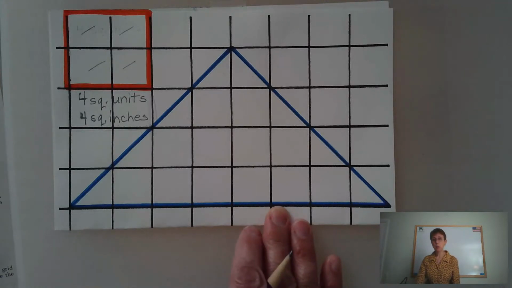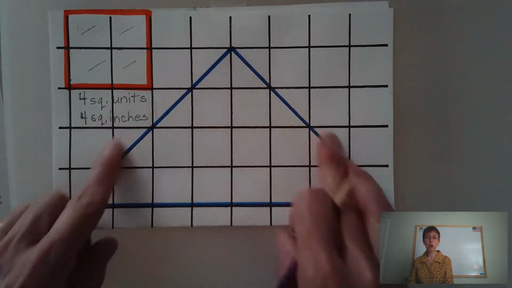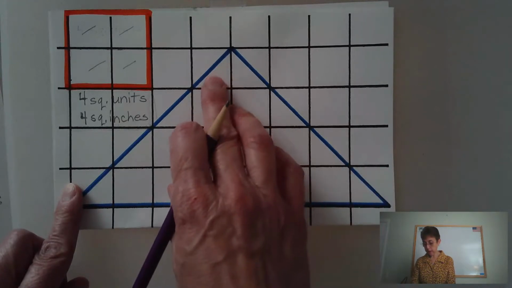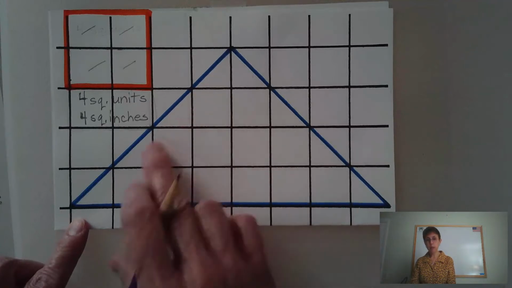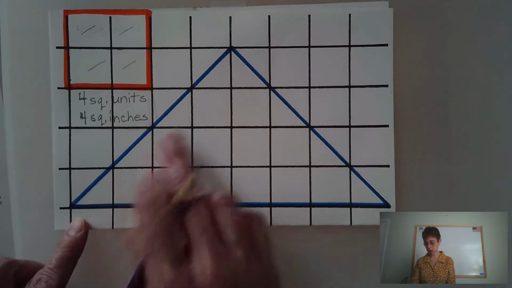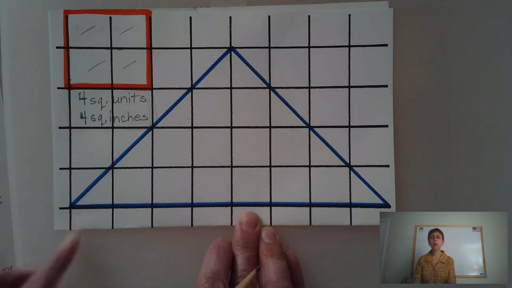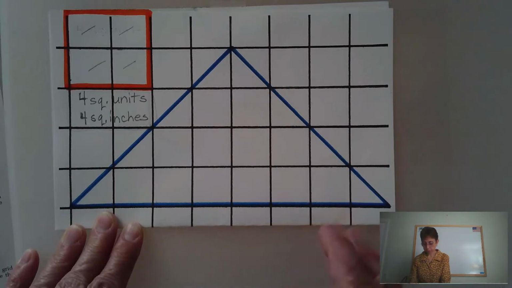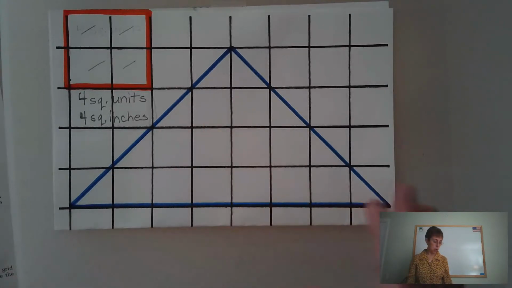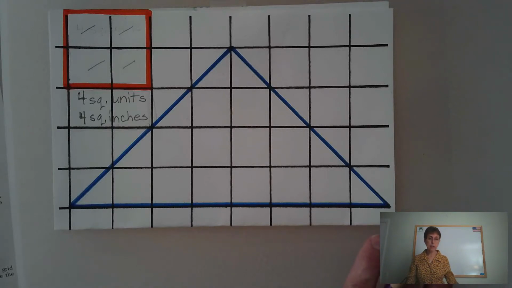Now, what happens when we look at a figure like this triangle here, where when you look inside, yes, you do see some whole squares, but you also notice that there are half squares in here? So this is where estimating area comes into play. There are 2 different ways that you can figure out the estimated area. They're similar, but they are slightly different. So let's take a look.